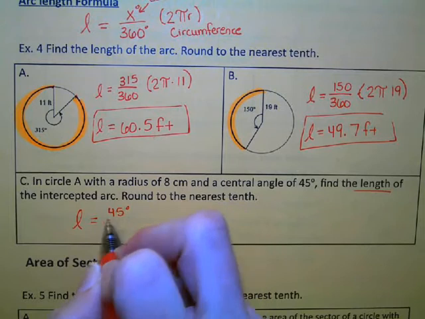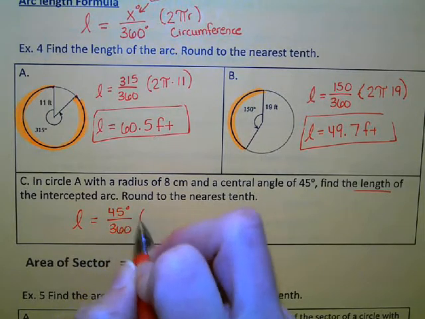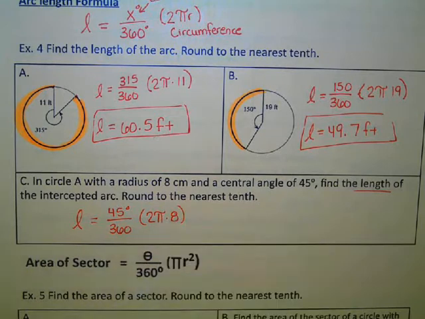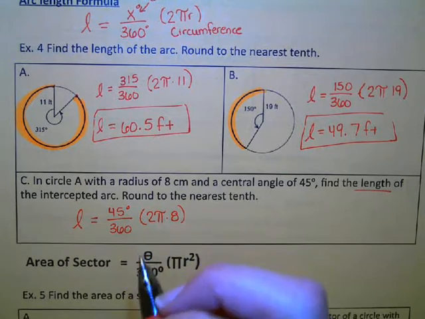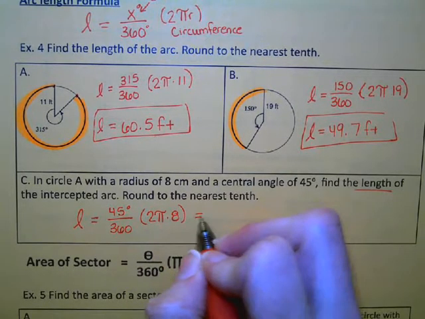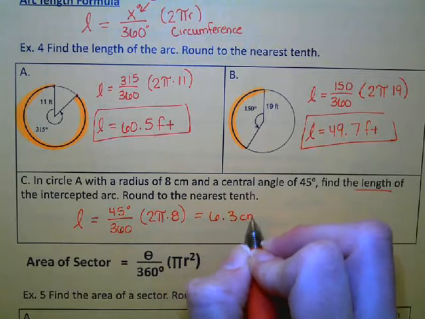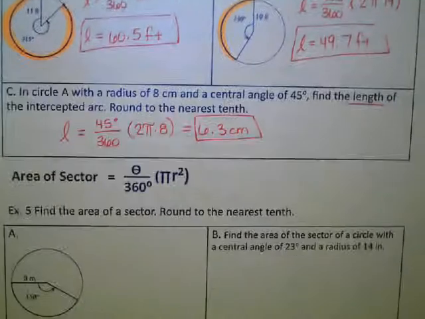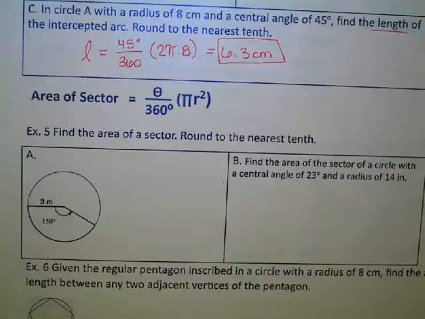So, you just take your degrees, 45 degrees over 360 times 2 pi r. 45 out of 360 is a decimal times the circumference, which is about 6.28, so we'll say about 6.3 centimeters. Alright, so that's arc length. It has the fancy L. It's a fraction of the circumference, measuring around the outside.